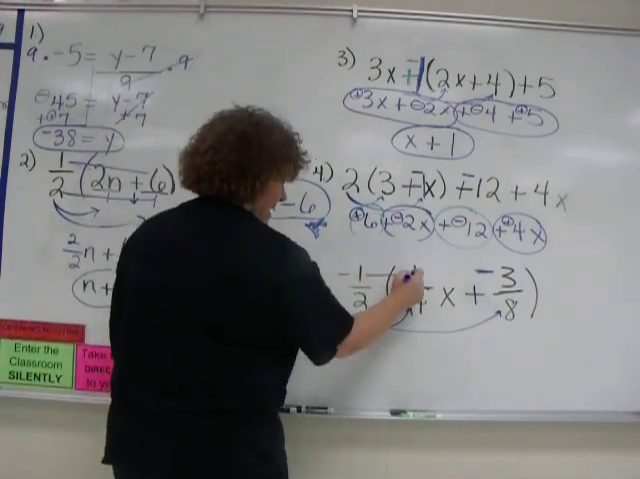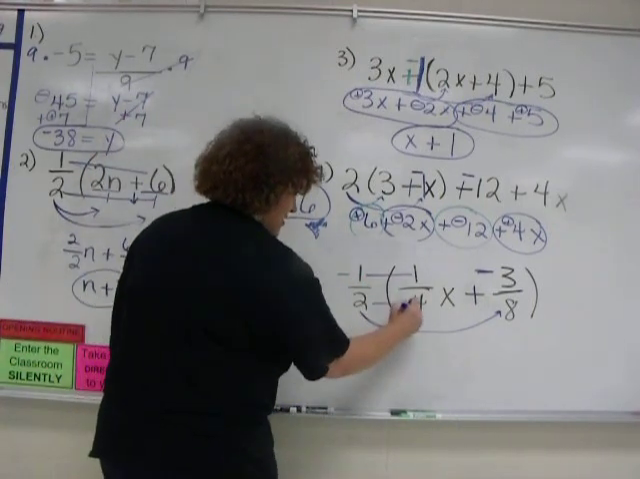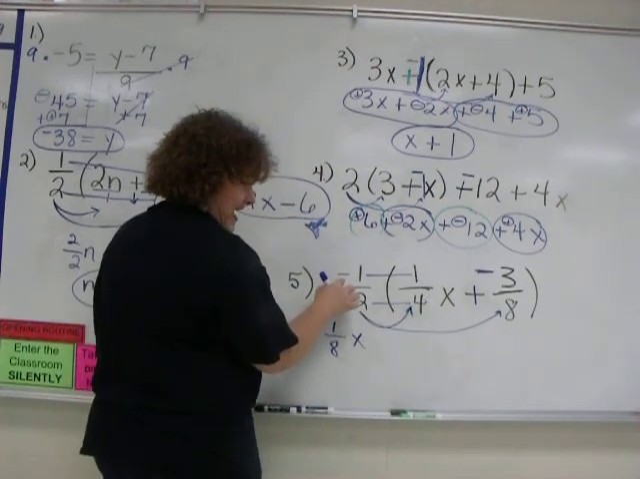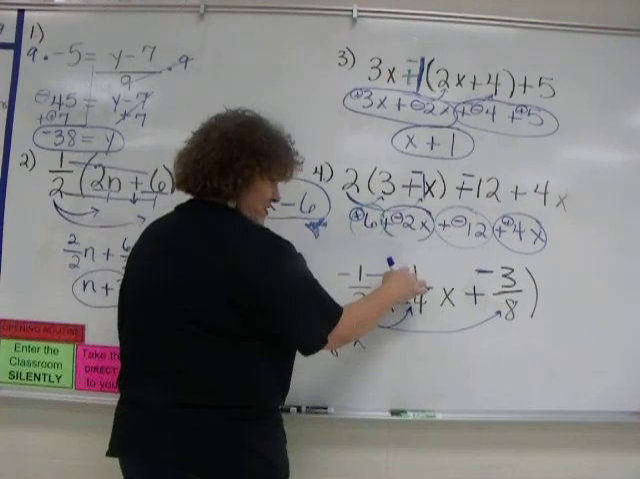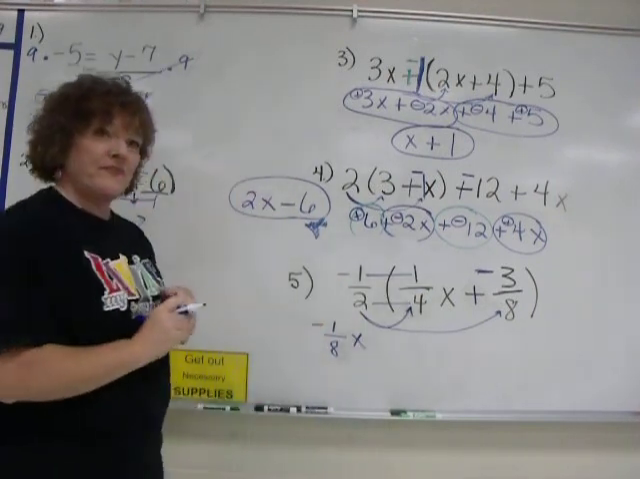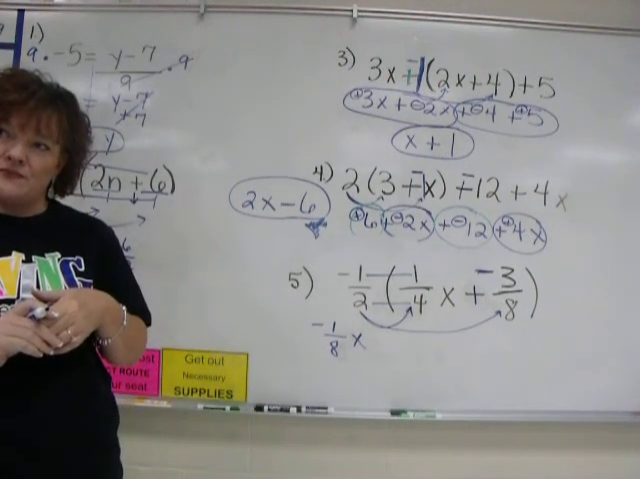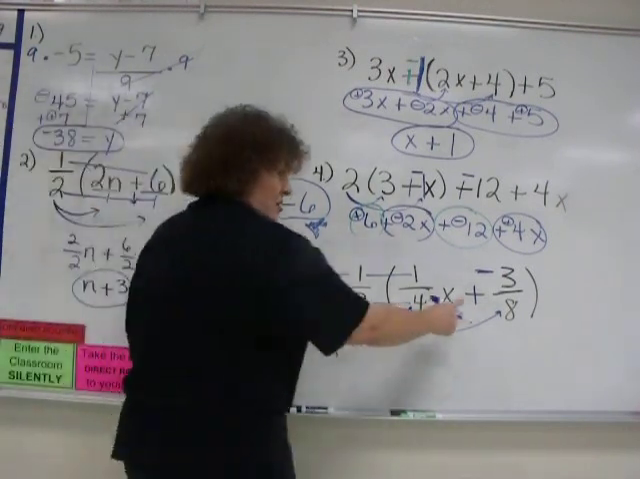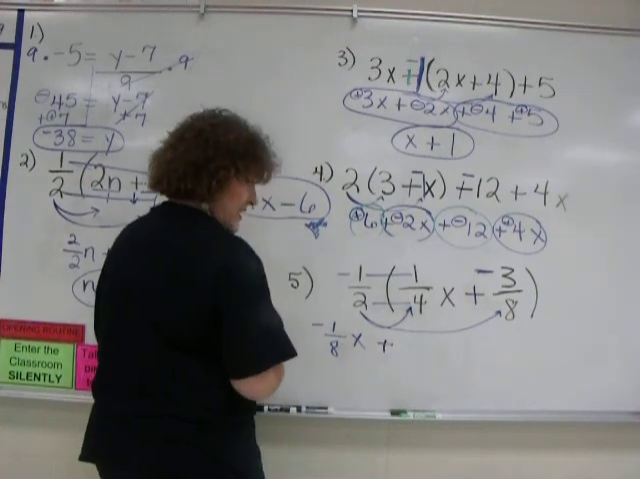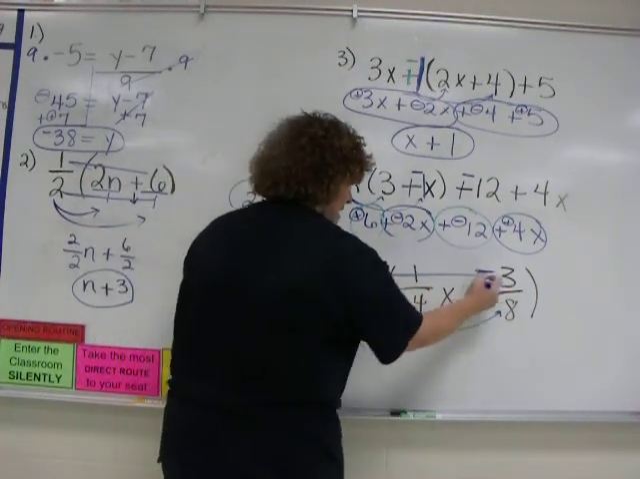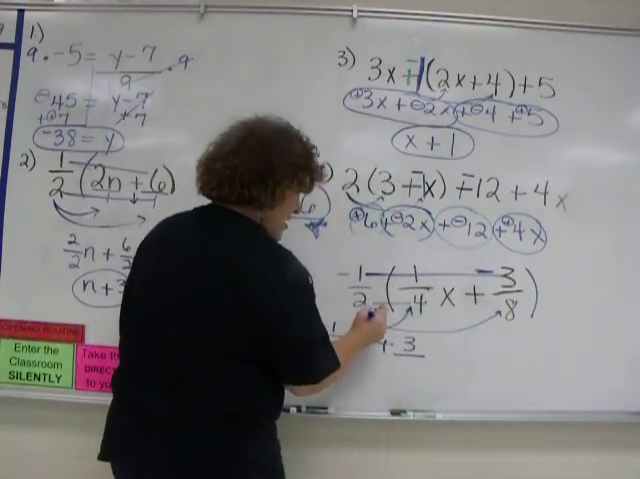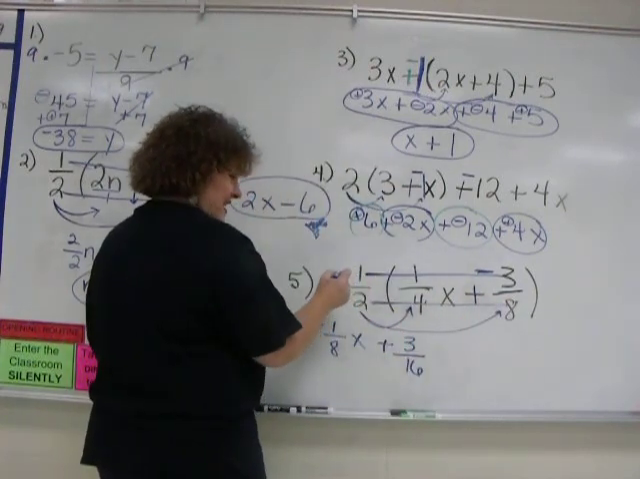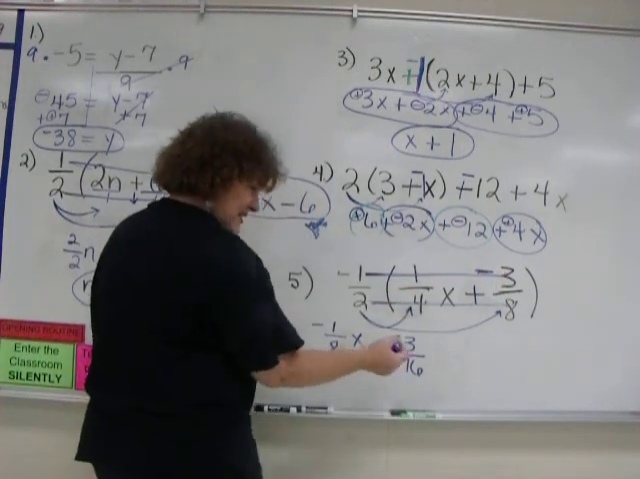So, 1 times 1 is 1, 2 times 4 is 8. These are x's. One was a negative, one was a positive. When the signs are different, it is a negative. Drop the addition sign. 1 times 3 is 3. 2 times 8 is 16. These are the same, so it's positive.